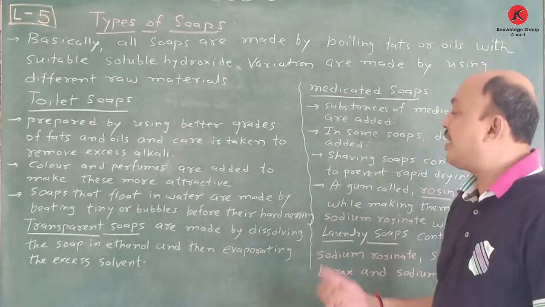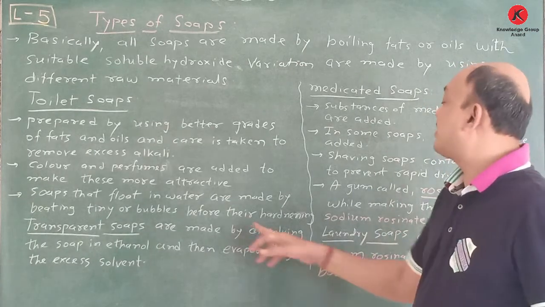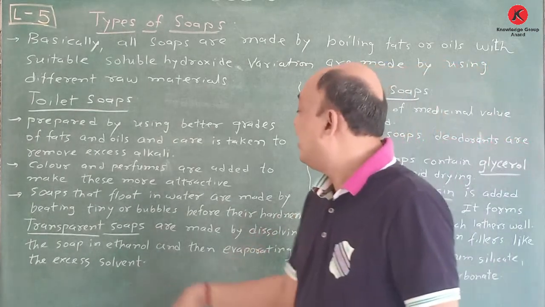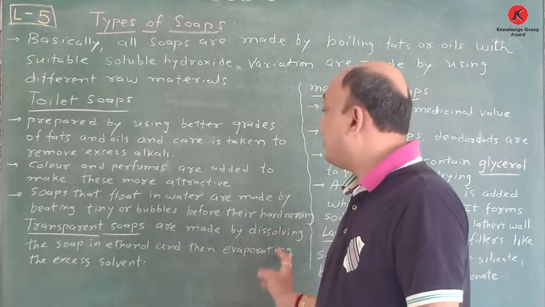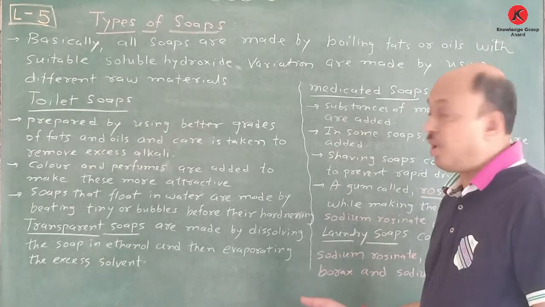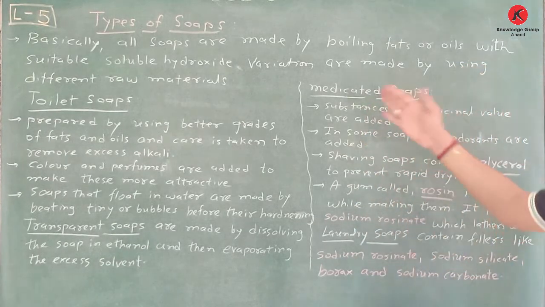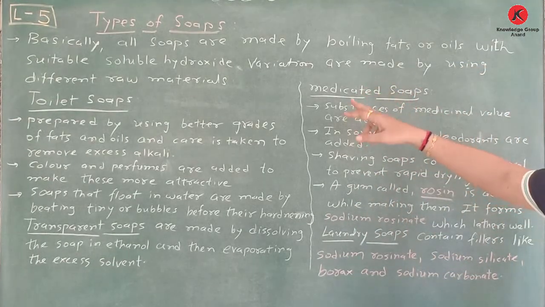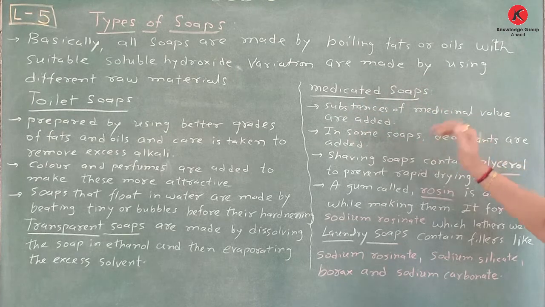Soaps that float in water are made by beating tiny bubbles before their hardening. Transparent soaps are made by dissolving the soap in ethanol and then evaporating the excess solvent. Medicated soaps have substances of medicinal value added.